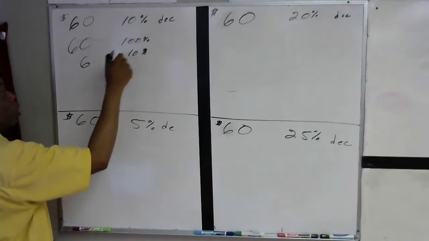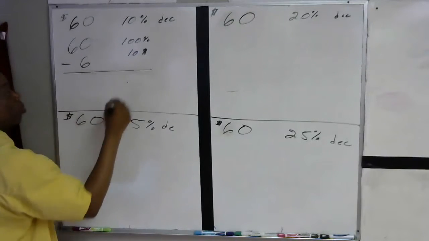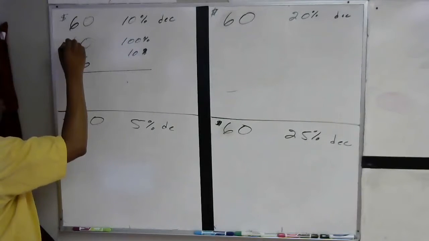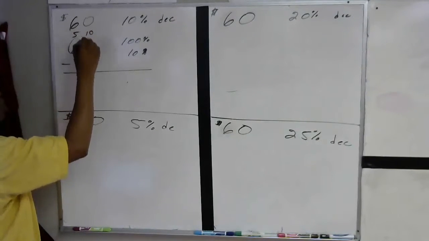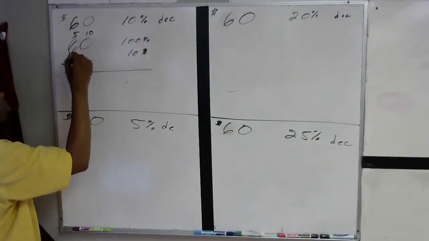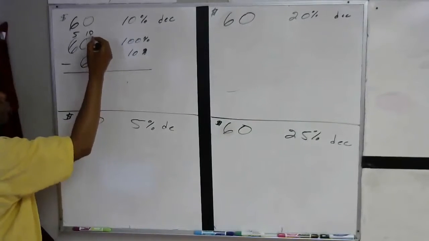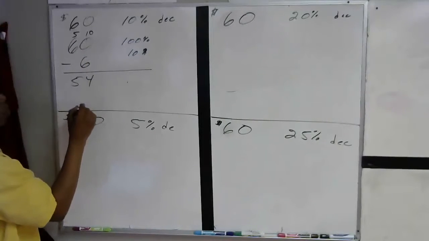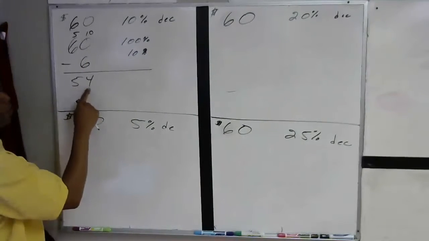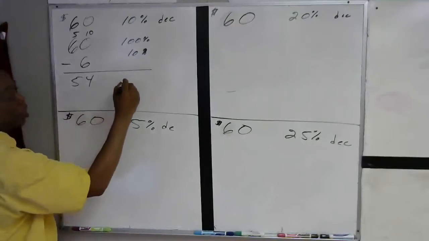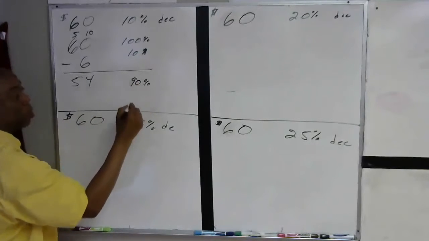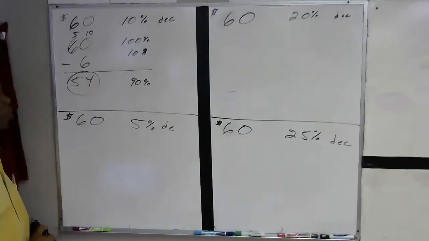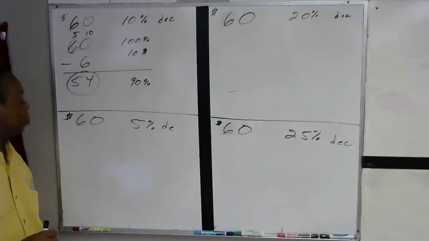Now, I'm going to decrease this, so I'm going to subtract these two. Okay. So, we're going to make this a 5 and it's a 10. So, which is borrowing. 6 from 10 leaves 4, and then the 5 comes down, and we get 54. 54 represents 90%, or should I say 10% decrease. So the subtraction gives us our decrease.